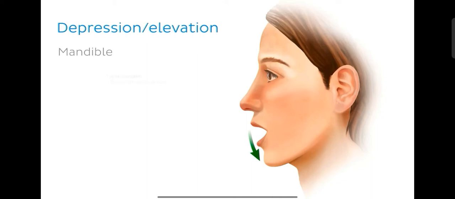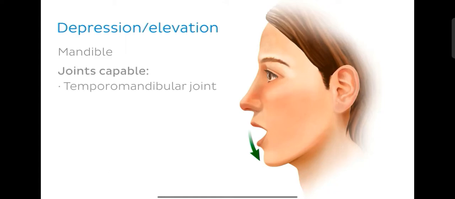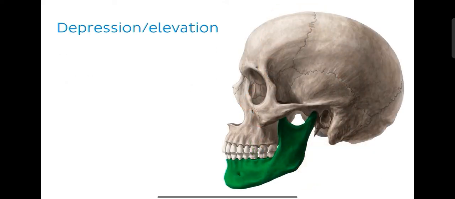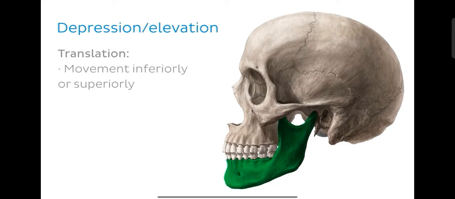They occur at the temporomandibular joint, or TMJ, which is the joint that happens between the temporal bone and the mandible. The joint is positioned just anterior to the external ear canal. Here's a skeletal diagram showing the mandible to help us. Depression and elevation are the translation of an object directly inferiorly and superiorly, respectively. Translation means that the movement is performed without rotation.